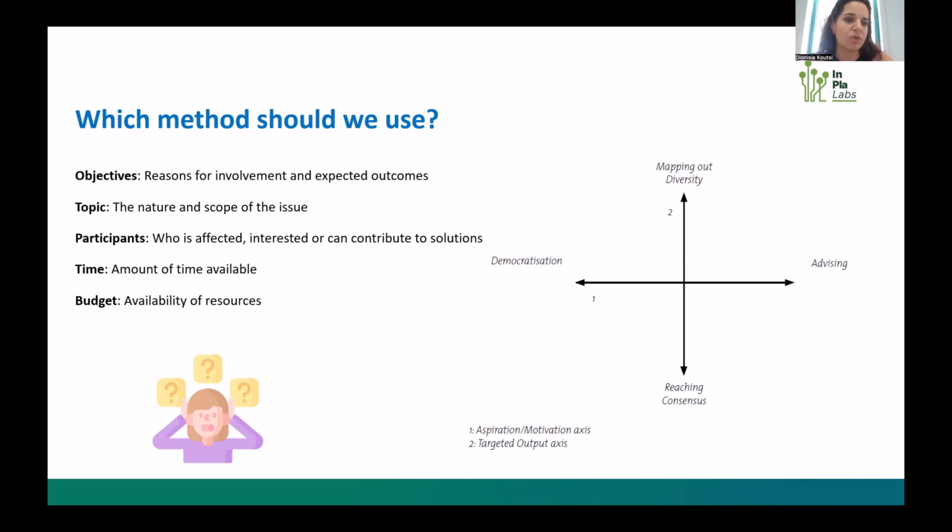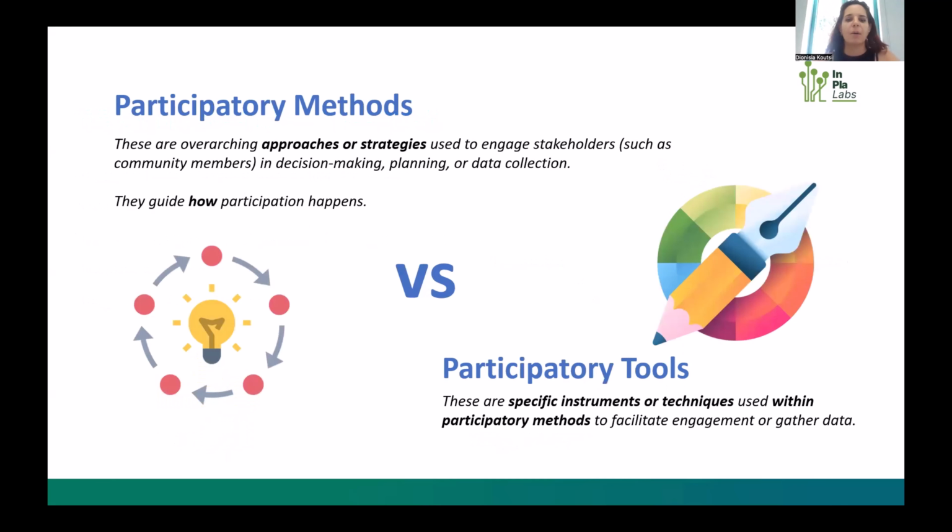And finally, of course, the budget. If we have budget limitations, then the materials that we are going to use, the space that we are going to choose, and also how we can distribute the different choices that we have is different. But now let's focus a little bit more: what is different about participatory methods and the tools?